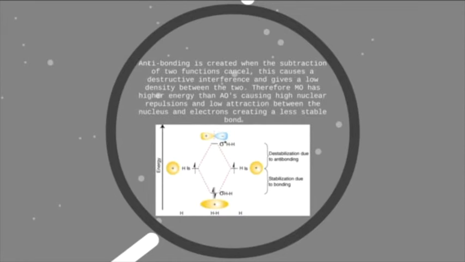The anti-bonding orbital is created when the subtraction of these two functions cancel. This causes a destructive interference and gives a low density between the two nuclei. Therefore, the anti-bonding molecular orbital has a higher energy than atomic orbitals, causing high nuclear repulsions and low attraction between the nucleus and electrons, creating a less stable bond.